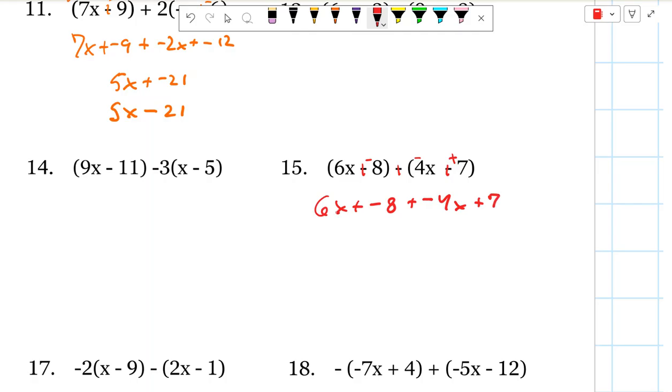I'll combine like terms. 6x and negative 4x is 2x, and negative 8 plus 7 is negative 1. And then I'll rewrite it cleaner as 2x minus 1.